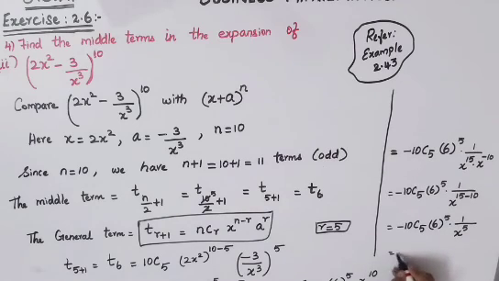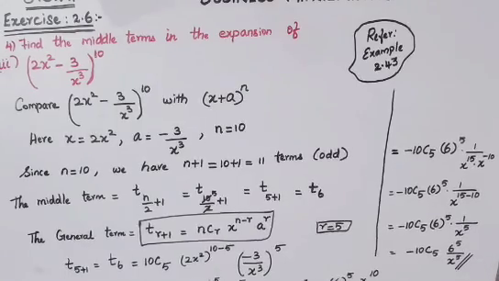So your last answer is minus 10C5 6 power 5 divided by x power 5. This is the answer for your fourth question, third subdivision.